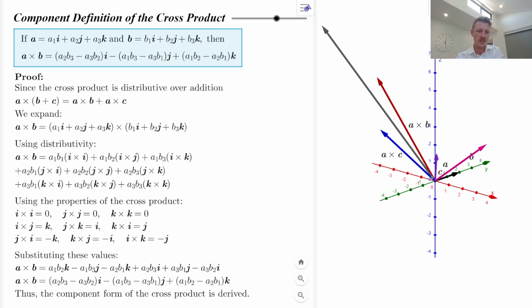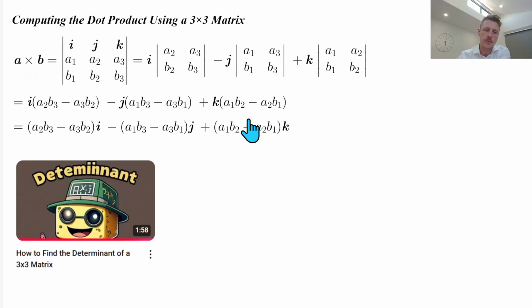Let's look at the last thing, which is, say you get given two vectors and you need to compute the cross product. How would you do that? Well, we're going to use what's called finding the determinant of a 3x3 matrix. I've made another video about this, so I'll put the link down below for that. But basically, if you have to cross two vectors, A and B, you set them up in a matrix like this, and then you find the determinant of that matrix.